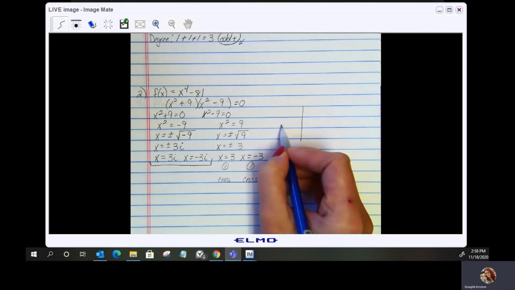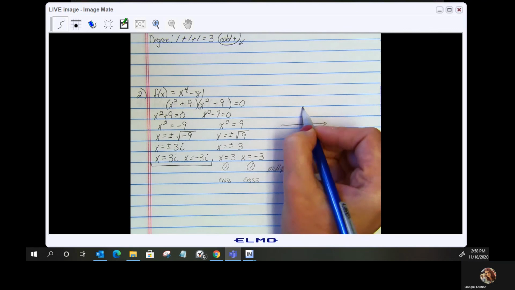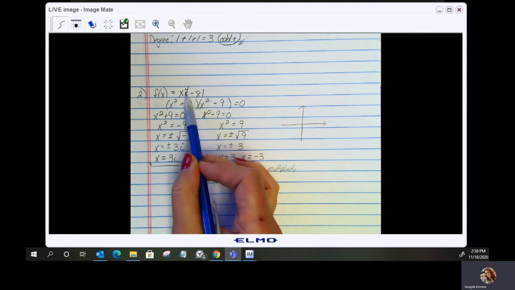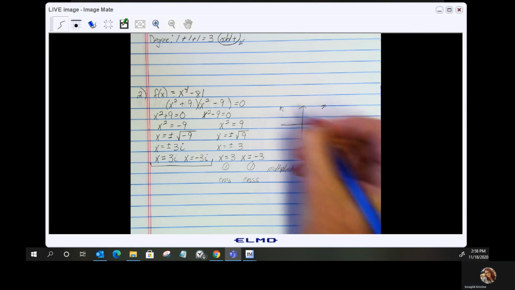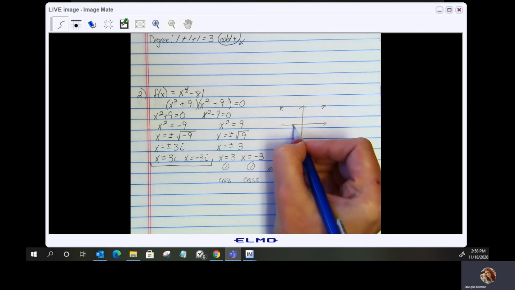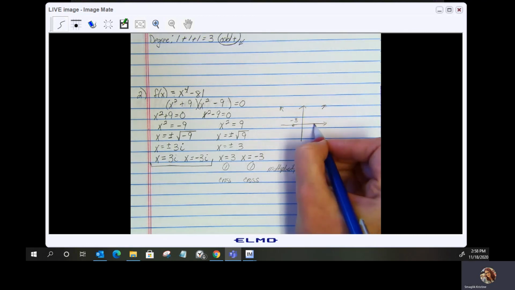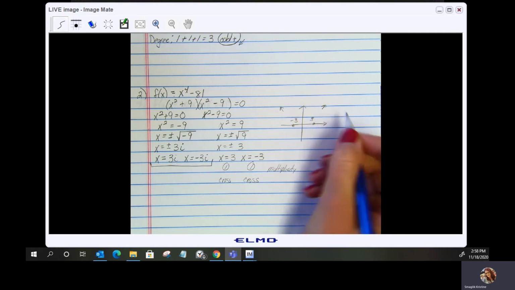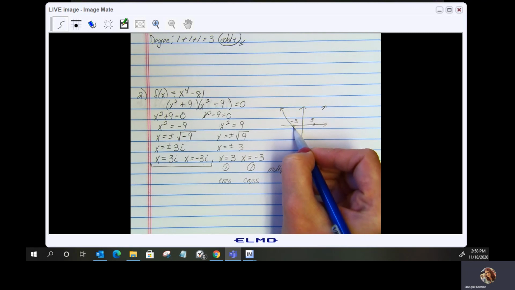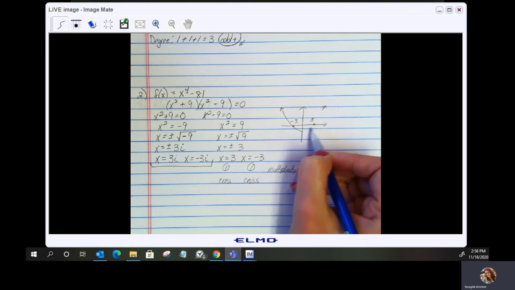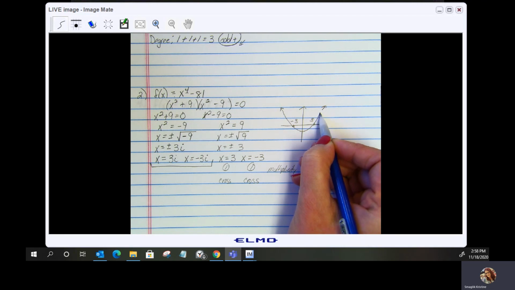My end behavior, this is even positive, so this is up and up. I have an x-intercept at -3 and another one at +3. So here I go. I have to come down. I have to cross the x-axis at x equals -3. I have to cross the x-axis at +3. So that means I need to come back up and go up through.